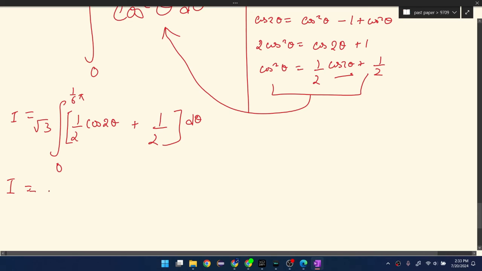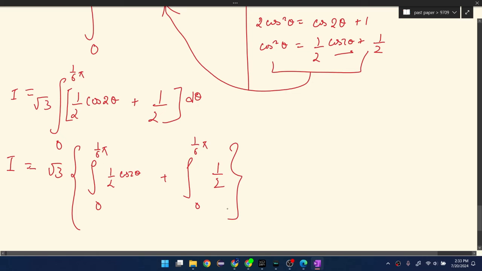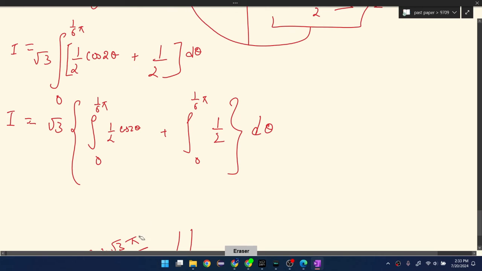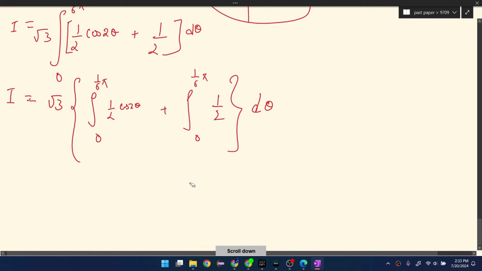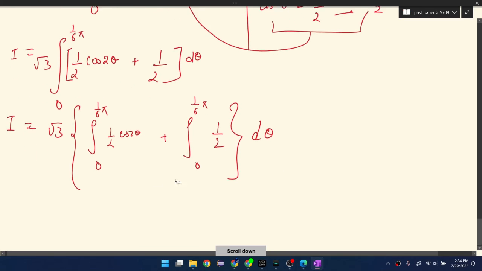So we can solve this as √3 from 0, sorry. The integration of (1/2) cos 2θ, where 1/2 is common, right? Actually we can do something like this: √3 times the integral from 0 to π/6 of (1/2) cos 2θ, plus the integral from 0 to π/6 of 1/2, and then dθ.